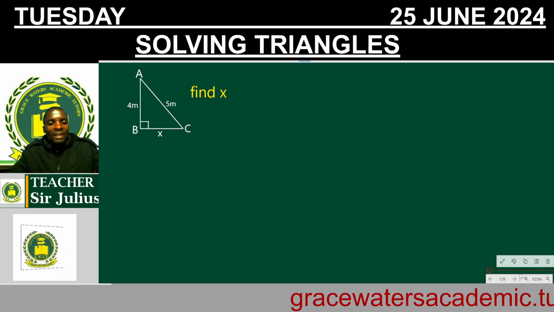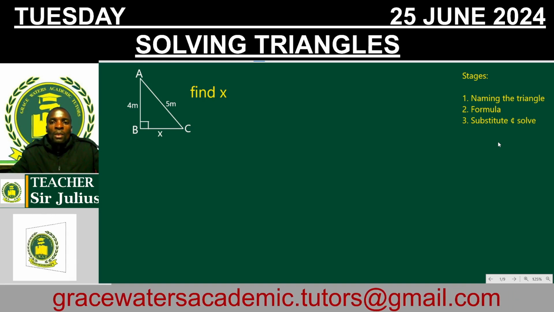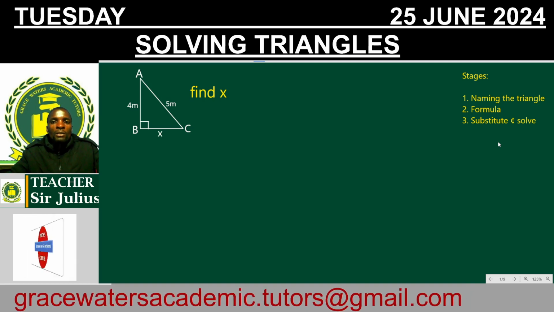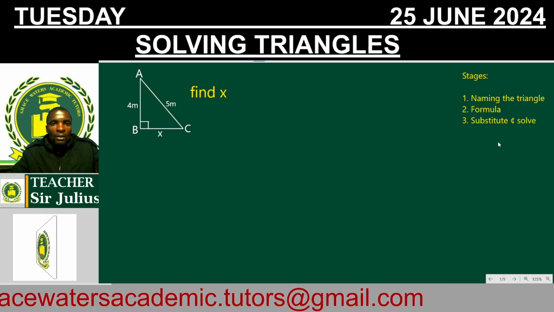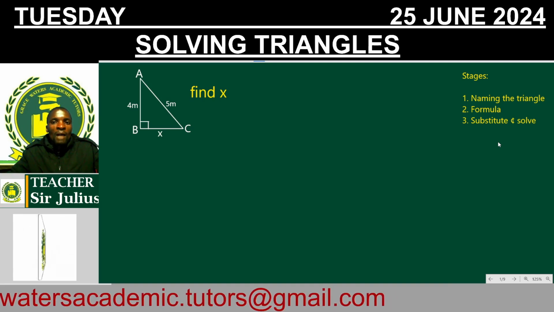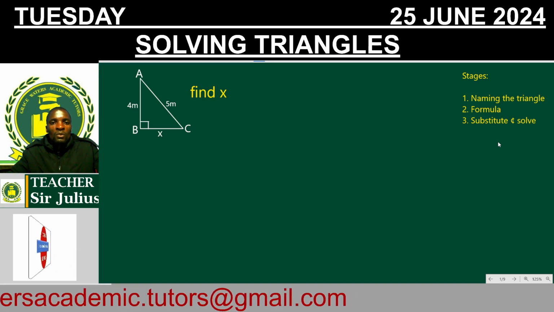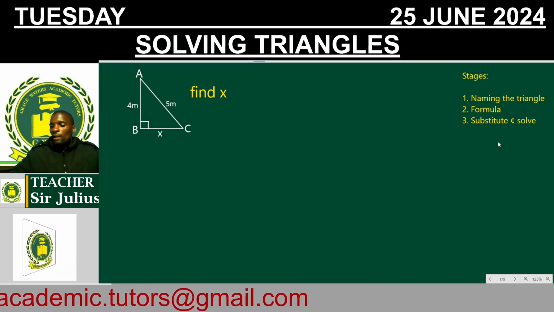So the three stages that we are going to follow are the ones that I've put here on the screen. Stage number one is you must be able to name the triangle in the question. Number two, you must choose the right formula after naming. And then stage number three is when you are doing substitution and solving. Let us look at how we do that on a quick note.